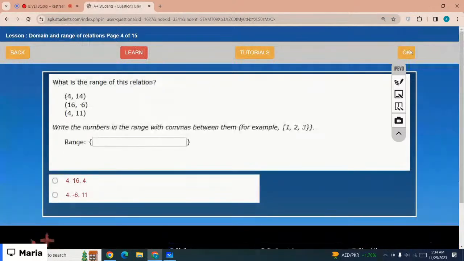What is the range of this relation? That is 14, -6, and 11. Option number 2 is the correct option. This must be 14, right? But that is 4 here.